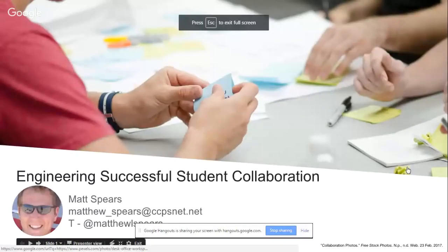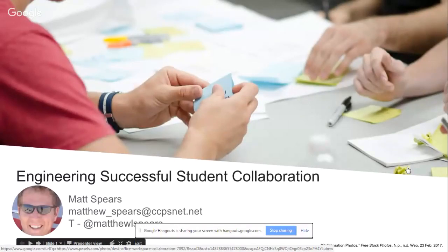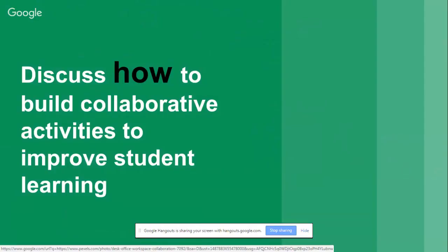So let's start by getting a little screen share action going on. And here we go. So we're going to talk about engineering successful student collaboration. More specifically, we're going to talk about some of the ways to build in the how. So how do you set up a student activity so that folks are collaborative in groups that are paired up, in bigger groups, groups that have to speak without seeing face to face.